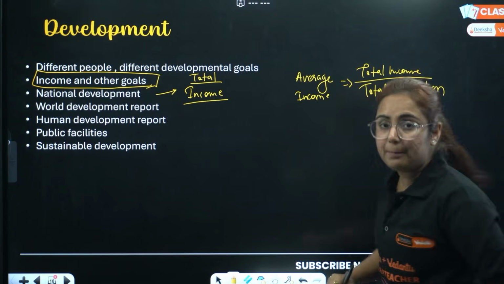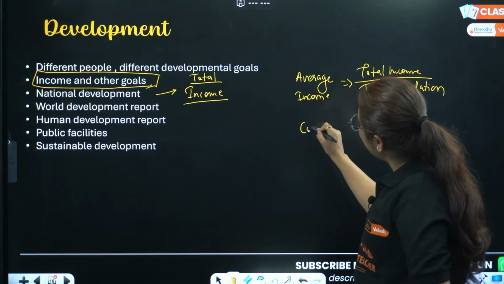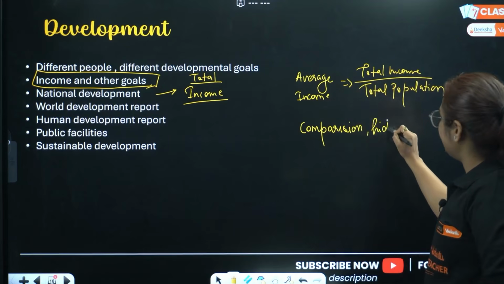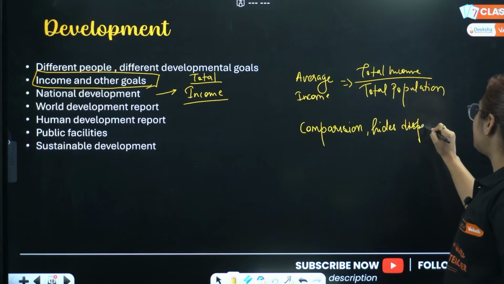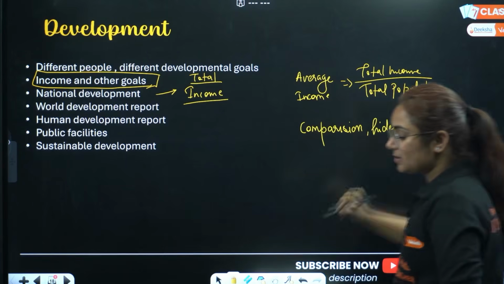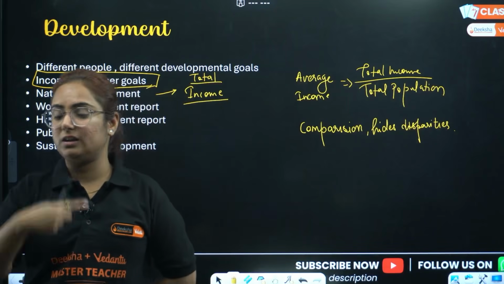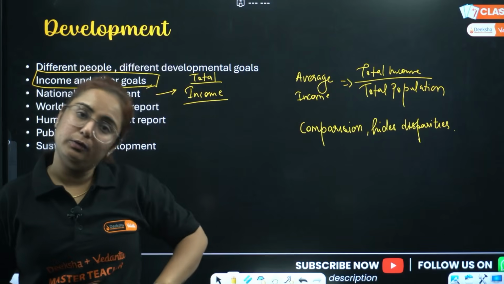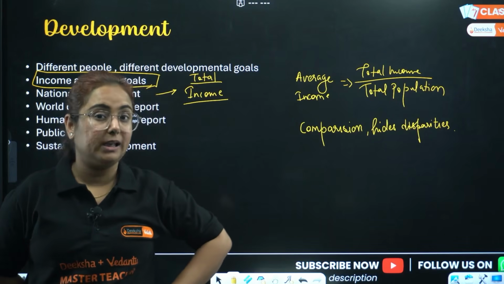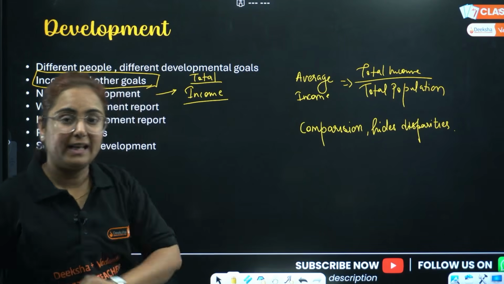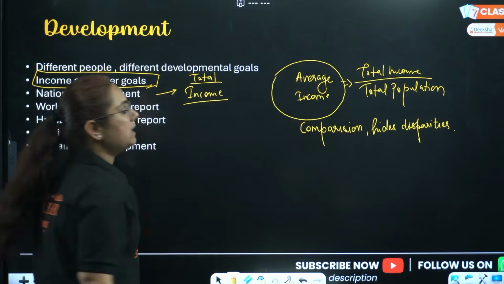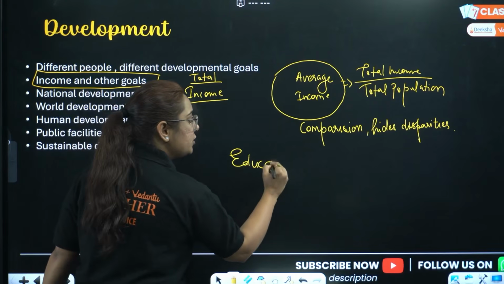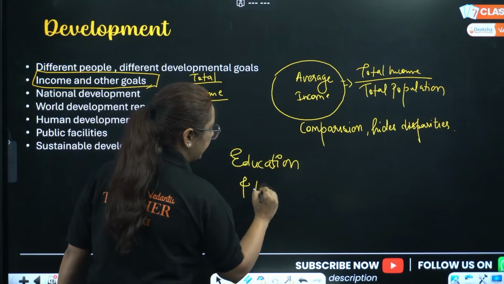Why? It is good for comparison in terms of percentage and all, but it hides disparities. What happens, beta? It hides disparities because in a country there can be a possibility that one person is very rich and the rest are poor. Because of that person, this average will be high and we will consider that place as developed, but it is a failed attempt. Hence, we conclude that income alone is not the criterion to measure the development of a place. There are certain other criteria like education and health.